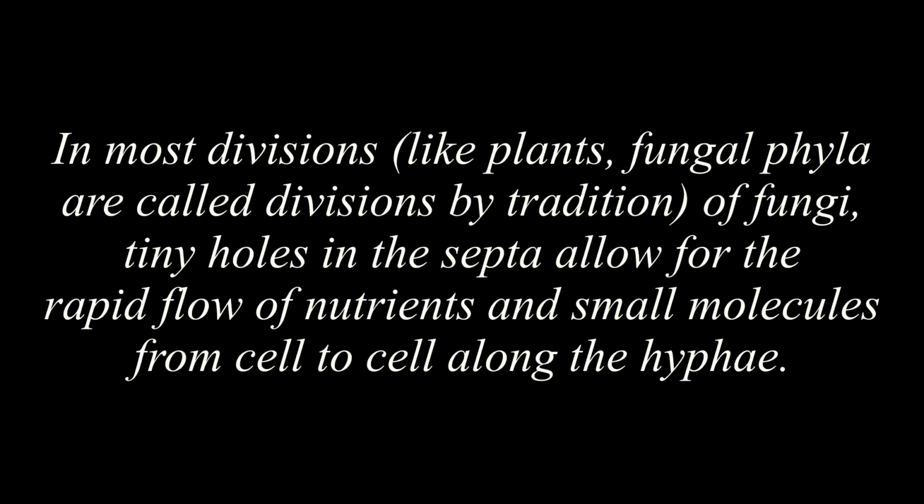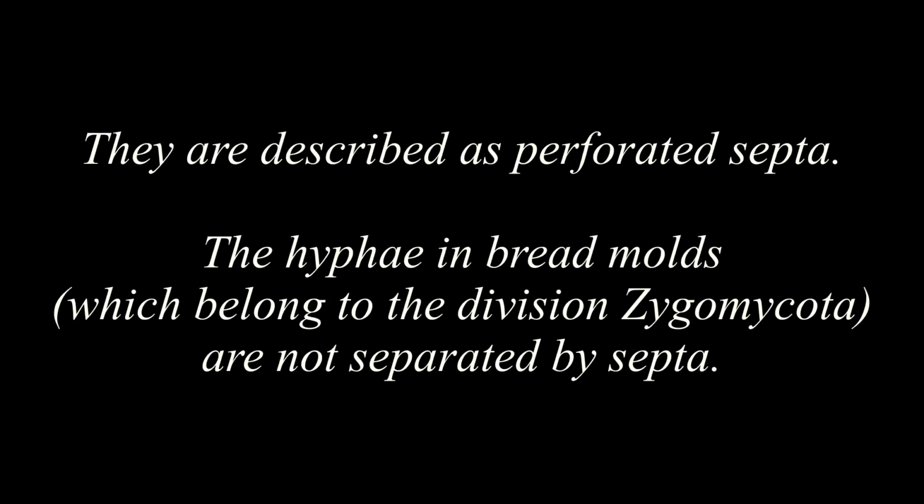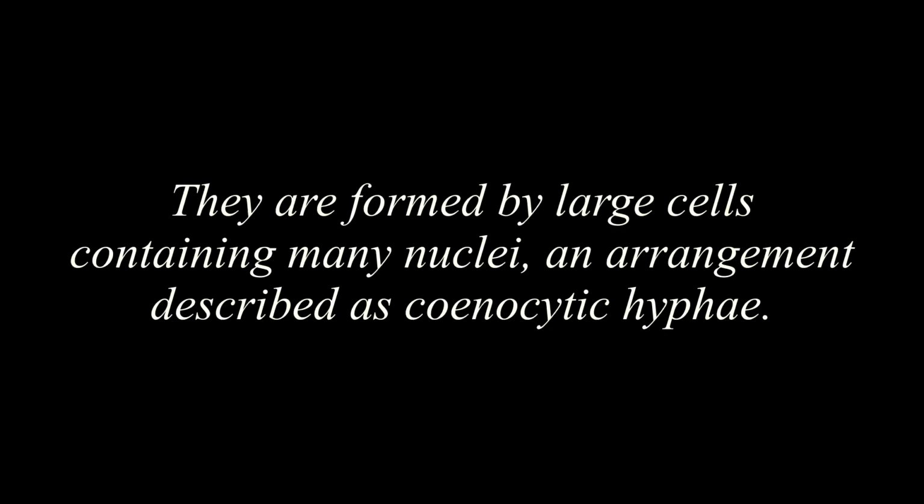In most divisions, like plants, fungal phyla are called divisions by tradition. So in most divisions of fungi, tiny holes in the septa allow for the rapid flow of nutrients and small molecules from cell to cell along the hyphae. They are described as perforated septa. The hyphae in bread molds, which belong to the division Zygomycota, are not separated by septa. They are formed by large cells containing many nuclei, an arrangement described as coenocytic hyphae.